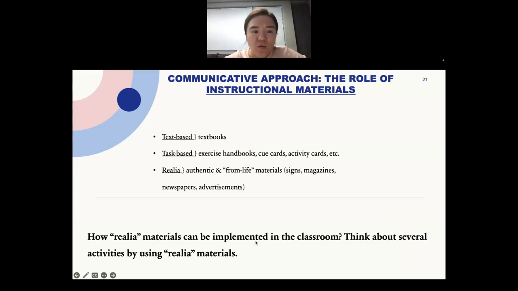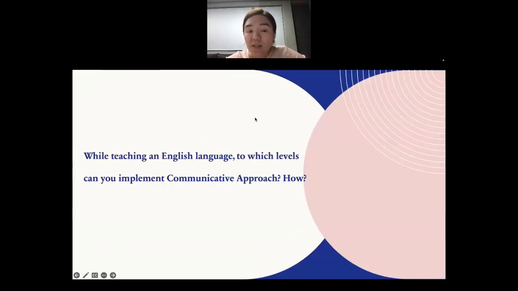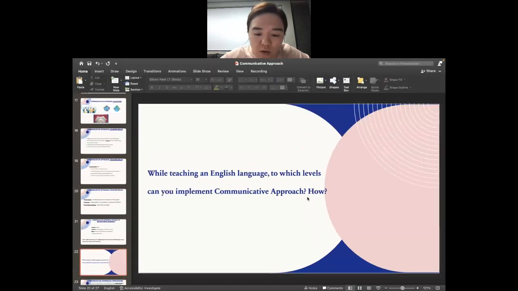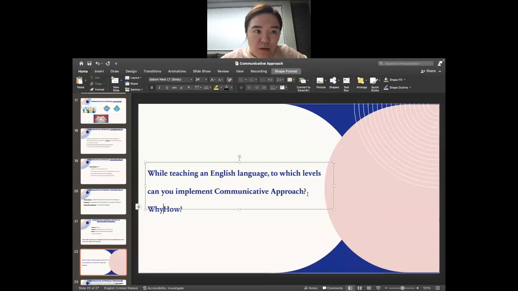Let's move on. Then another question: while teaching English, to which levels can you implement the communicative approach? Why and how? Let me also add this question: why and how.